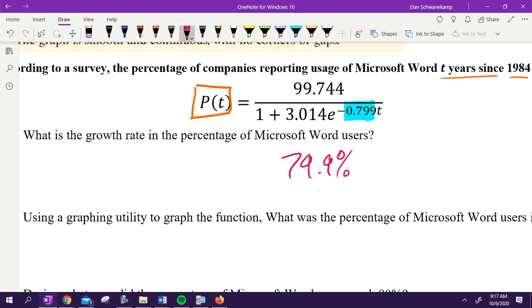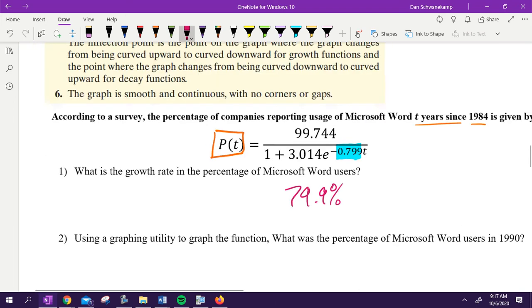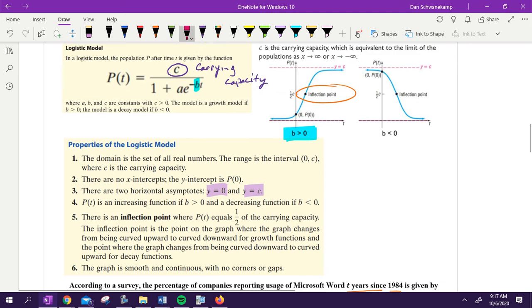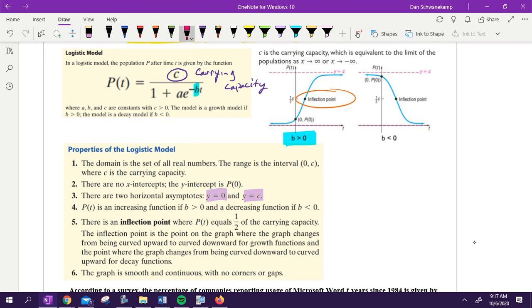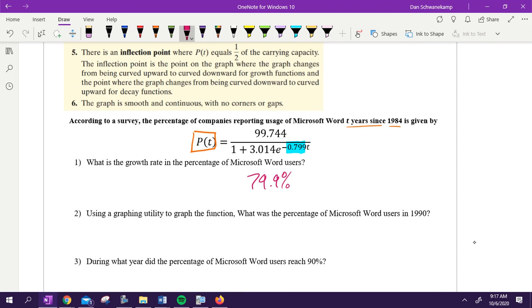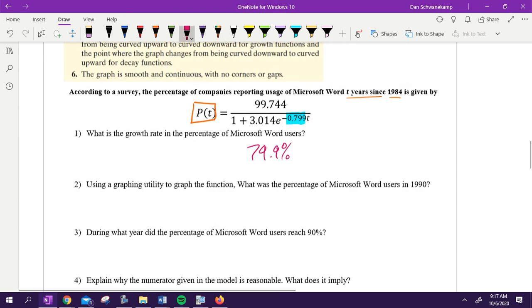Anybody can explain why it's negative? Because it's in the denominator. Okay. It's in the denominator. They could put that in the numerator, but if they put that in the numerator, then it gets a little bit ugly with the carrying capacity. So we put it in the denominator to kind of keep those two things separate. So it's negative. The B is just the number itself without the negative sign.